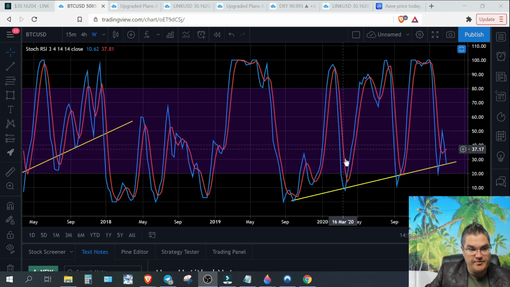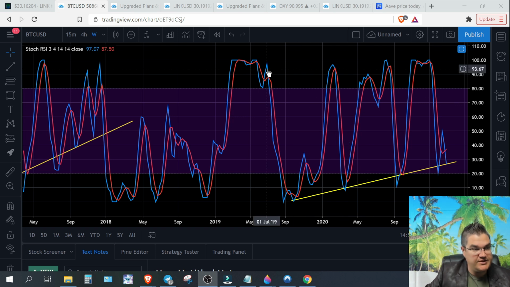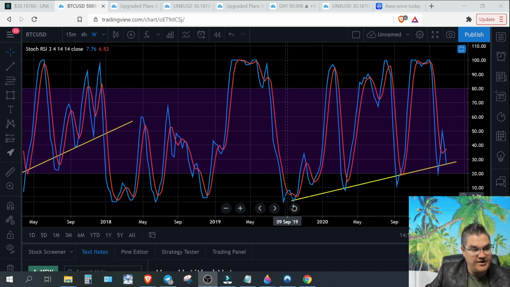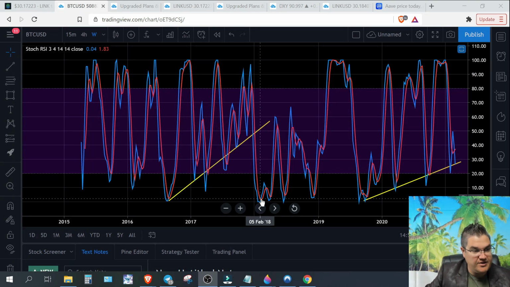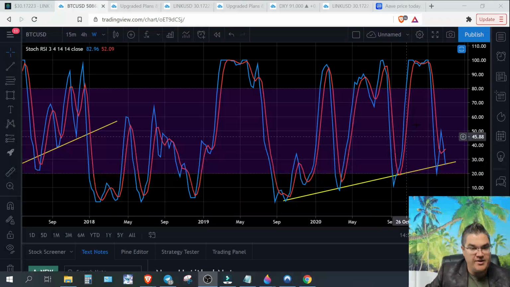At the top, coming all the way down to the bottom. Start at the top, all the way down to the bottom. Do you see that? When is the last time that we were way up high and didn't come all the way to the bottom on the average stochastic?